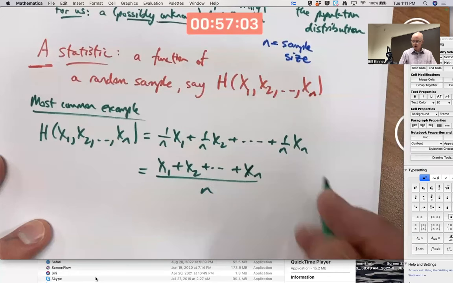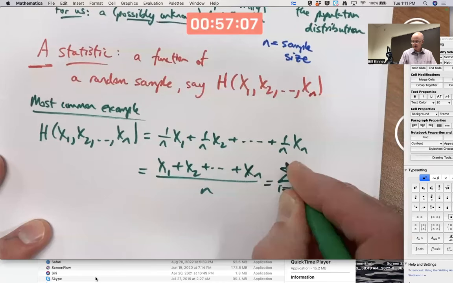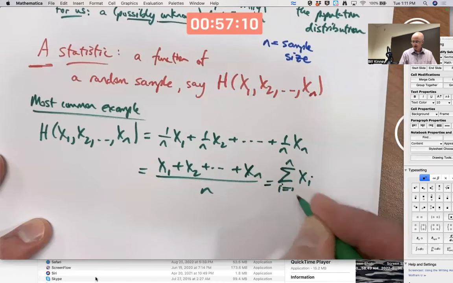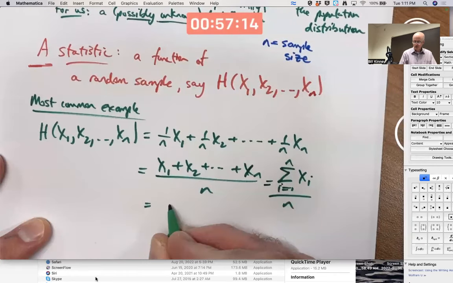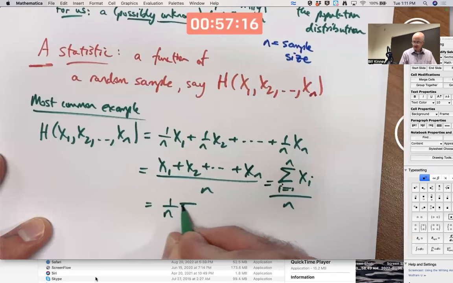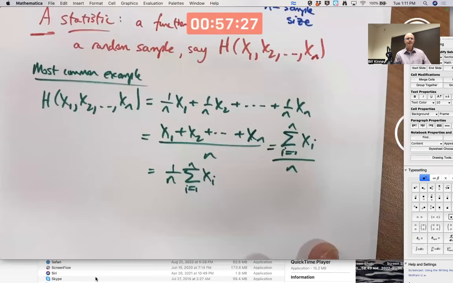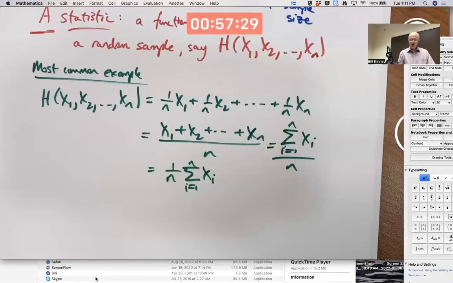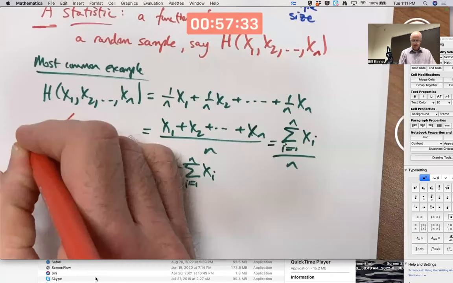You should feel comfortable writing this with summation notation as well, either with the summation up in the top here, all divided by n, or if you prefer, you can put dividing by n as 1 over n in front times the summation. Either way is okay. Those are the same thing, right? Dividing by n is the same as multiplying by 1 over n. This is called the sample mean.